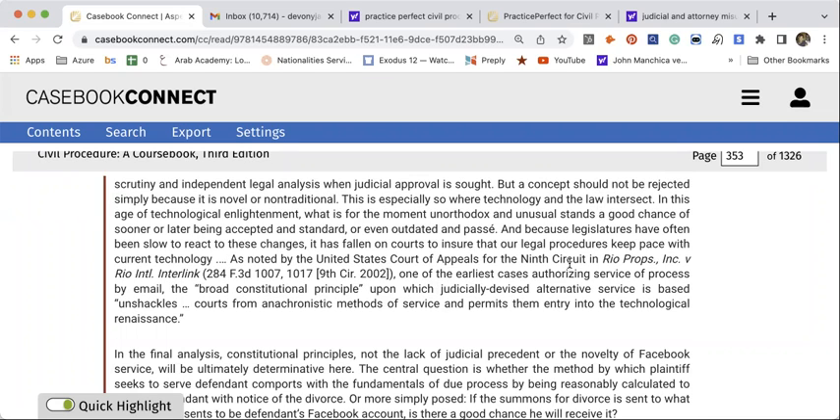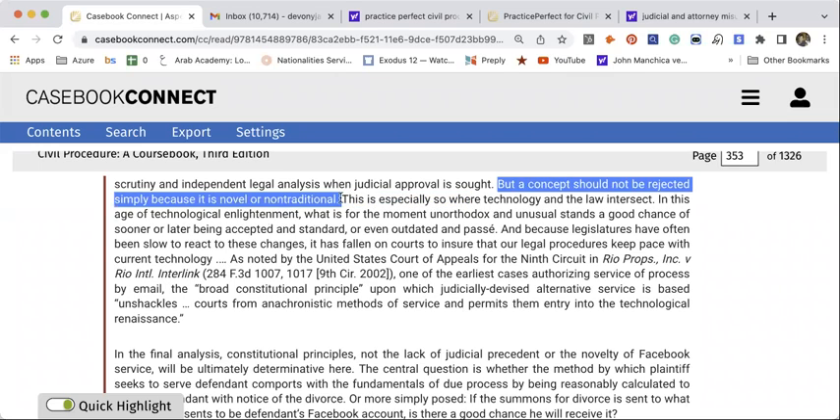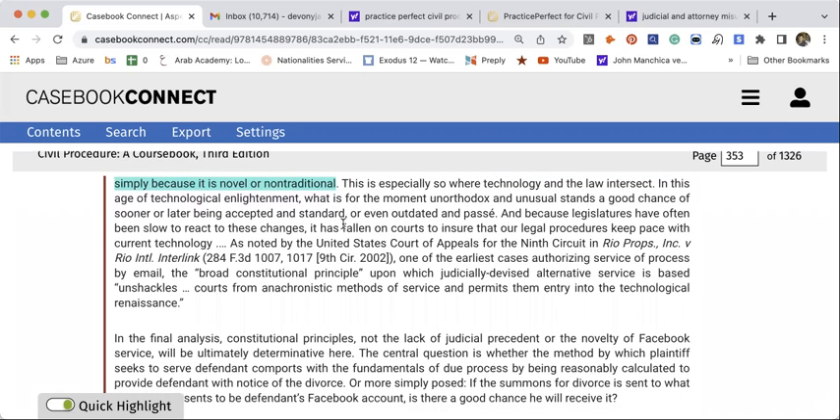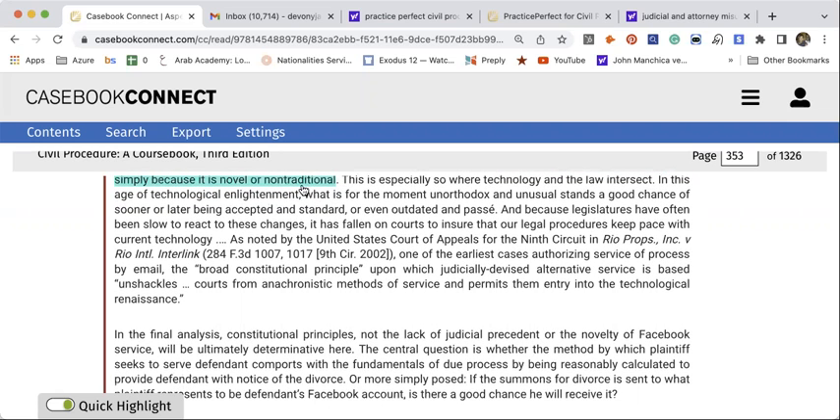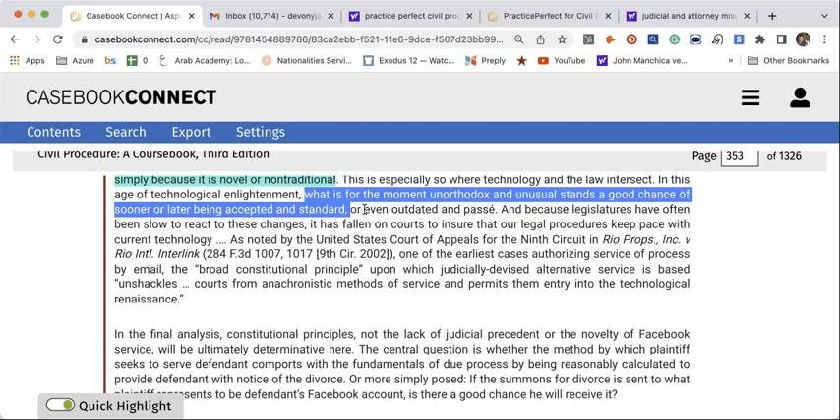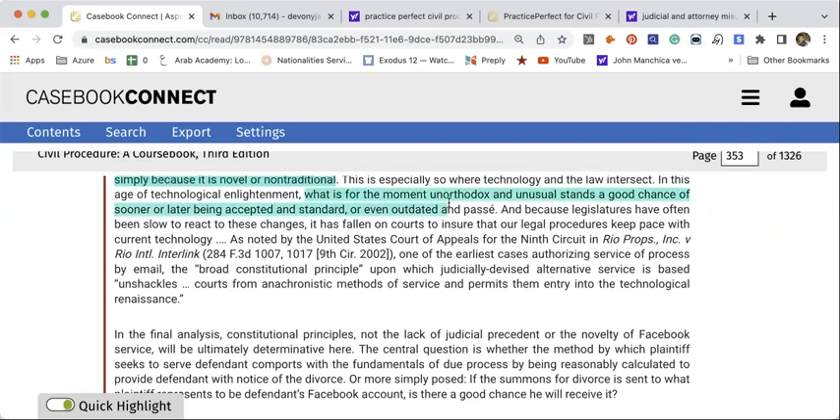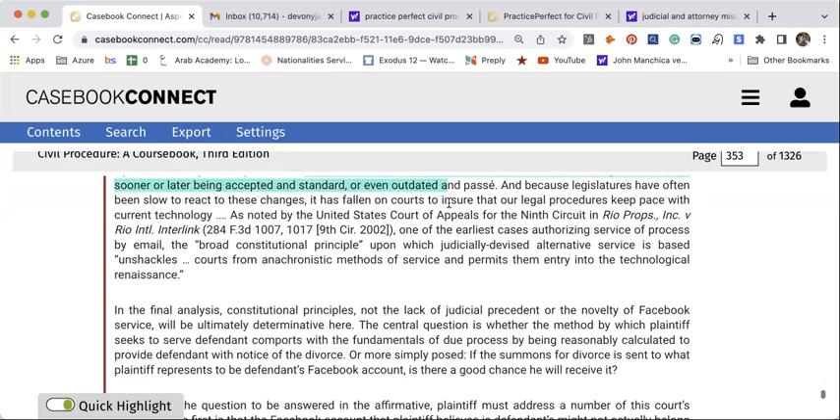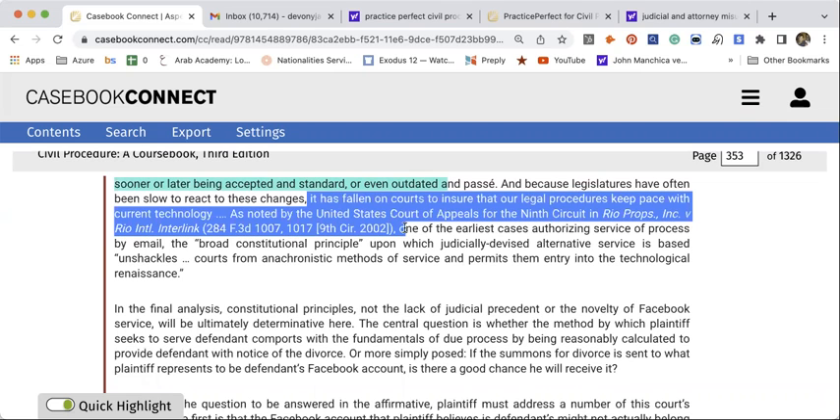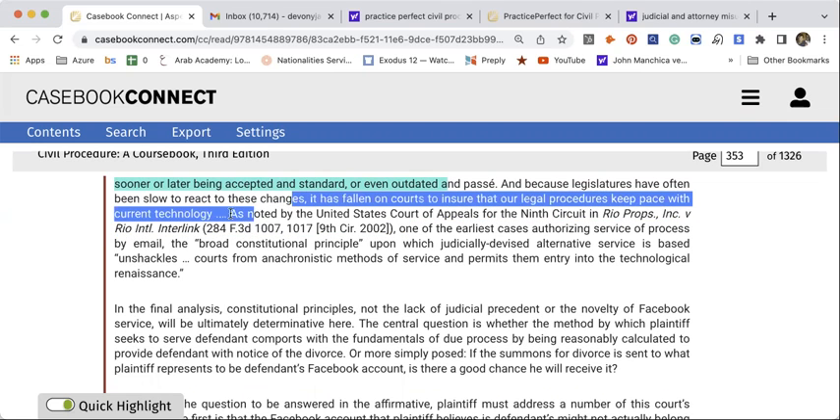But a concept should not be rejected simply because it is novel and non-traditional. This is especially so when technology and law intersect. In this age of technological enlightenment, what is for the moment unorthodox and unusual stands a good chance of sooner or later being accepted as standard and even outdated and passé. And because legislators have often been slow to react to these changes, it has often fallen to the courts to ensure that our legal procedures keep pace with current technology.